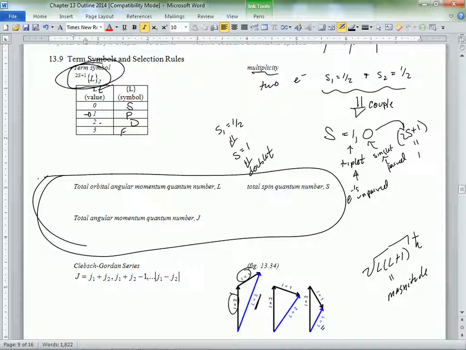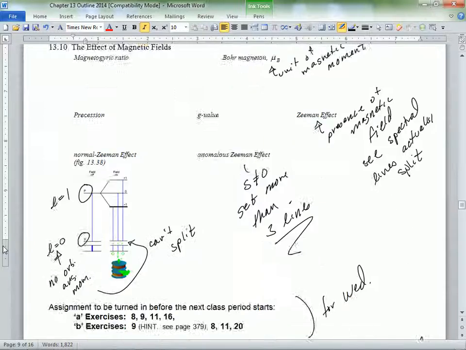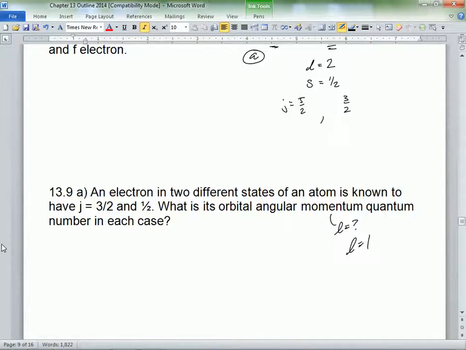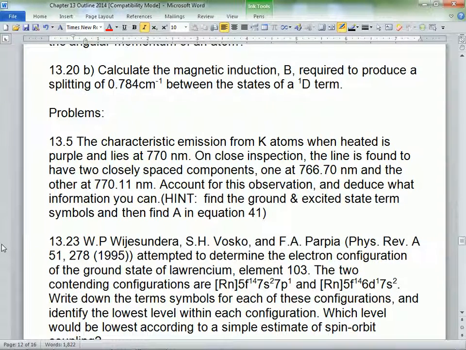Do the names change if there's 1 electron? No, the names don't change. What changes? The case. Lowercase for one electron, capitals for more than 1 electron. So this stuff isn't bad. You can do this. Come by and I'll be glad to help you out.